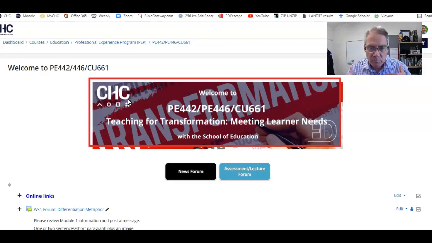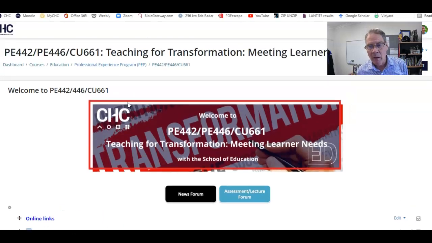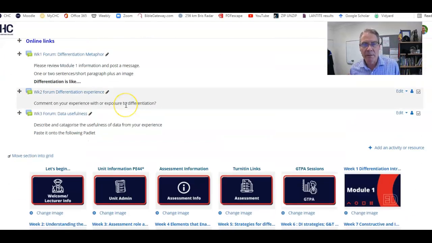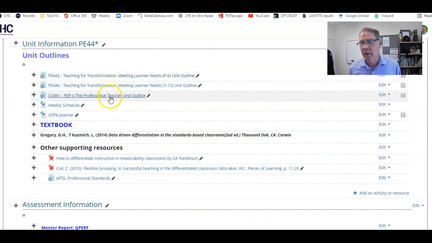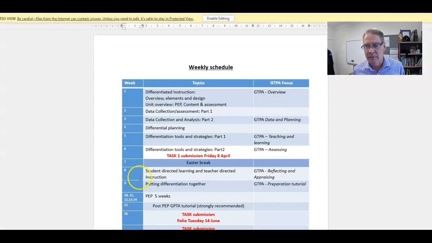So let's journey on and open up a few of the key areas that are there. As per normal Moodle sites, we have the various tiles, and I'd like to highlight that we've got the 3 unit outlines that are there and the weekly schedule which I've opened up previously. And you notice that each week we'll have the topics: differentiated instruction, data collection, differentiated planning, differentiation tools and teaching strategies, and so on, and then teaching strategies, putting it all together.